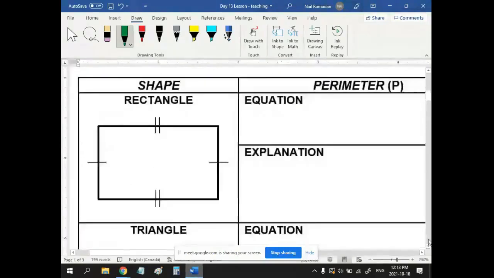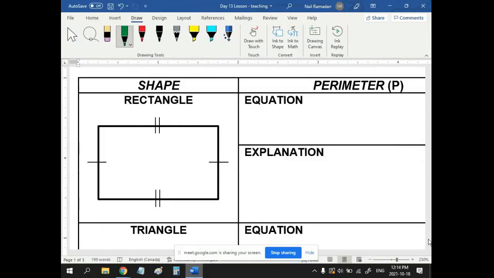Okay. So let's look at the first shape. How many sides does a rectangle have? 4. What can you tell about each one of those 2 sides? Does anyone know what those signals mean or their symbols? They're equal. So you have to say that this side is equal to this side, and also this side is equal to this side.